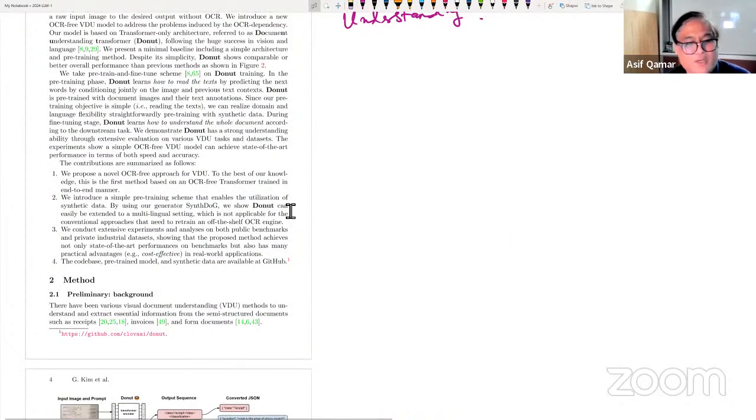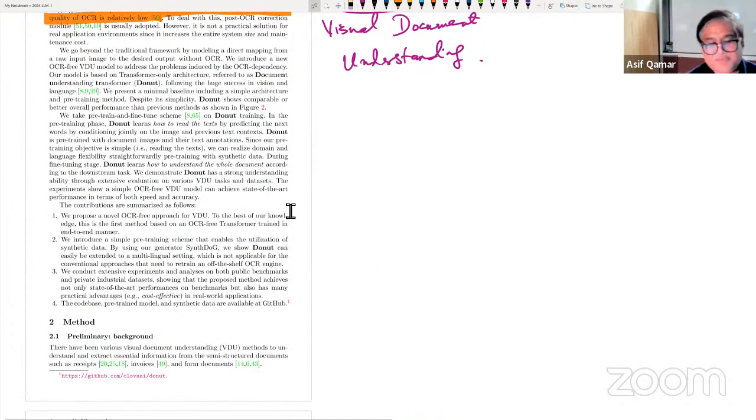So what is the core contribution of this paper? The contributions are summarized in the introduction. This is the way all the papers in our field are written. It's making four contributions. First of all, it proposes a novel OCR-free approach. That's the core of it. It's basically a multimodal learning approach, very resonant of BLIP, if you are familiar with that. To the best of our knowledge, this is the first method based on an OCR-free transformer trained in an end-to-end manner.